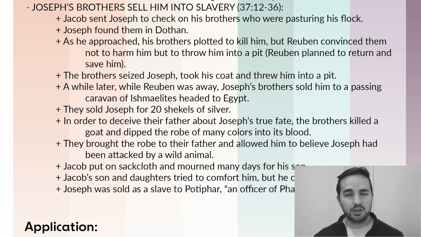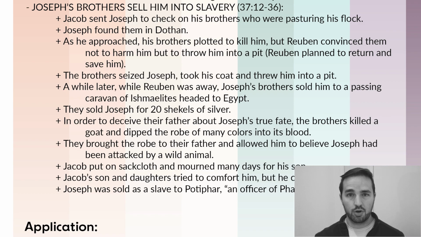So Jacob sent Joseph one day to check on his brothers who were pasturing his flock. And Joseph found them in Dothan. And as Joseph was approaching his brothers, they actually decided that they were going to kill him. And they put together a plot that they were going to do him in right then and there. But Reuben, who is the oldest brother, said, "No, let's not do him any harm. Let's actually throw him into this pit." And Reuben had a plan, or intentions at least, to come back to the pit to save Joseph and to bring him back to his father safely.